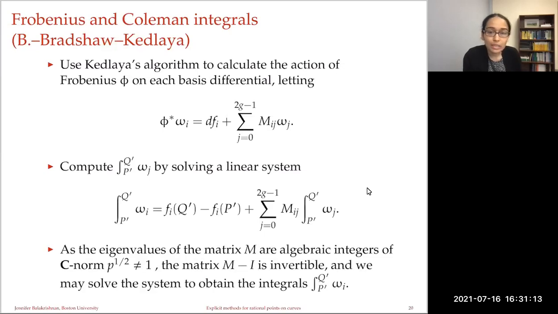So we can solve a linear system using the fact that we know what the eigenvalues of the matrix of Frobenius look like. They're algebraic integers of norm root p. In particular, they are not 1. And so the matrix M minus identity is invertible, and we can solve the system to get the integrals between the Frobenius fixed points. Right, so computing the integrals between these Teichmuller points amounts to some linear algebra once we know the action of Frobenius on basis differentials.